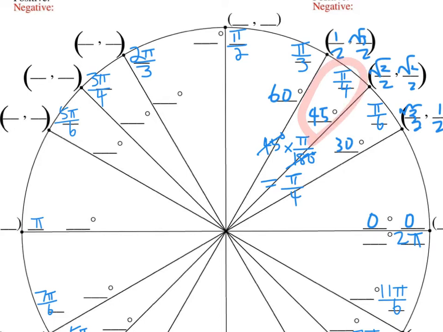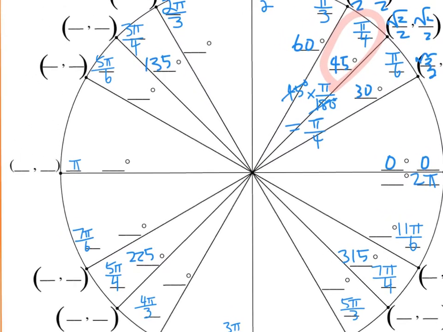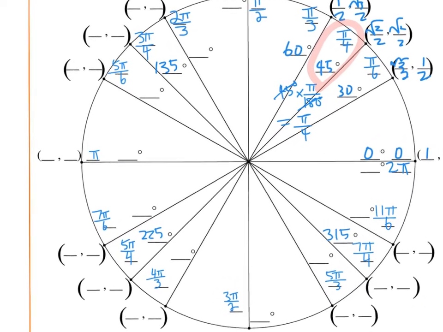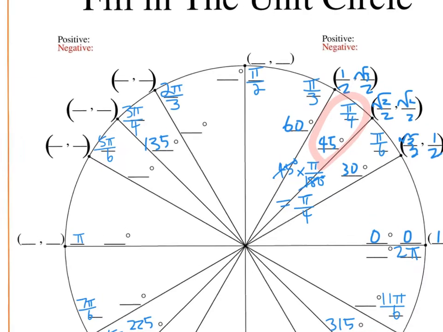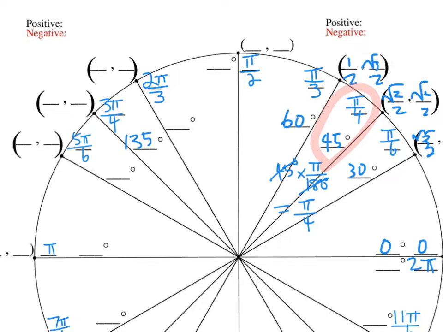The pi over 4s always end up with the 5s. So pi over 4 is 45 degrees. 3 pi over 4 is 135 degrees. 5 pi over 4 is 225 degrees. And then 7 pi over 4 is 315 degrees. So you can see that all the 4s end up with 5s. The 6s and the 3s are harder to remember, and so if you are just trying to fill out the unit circle as fast as possible, what I would suggest is that you look for some patterns.